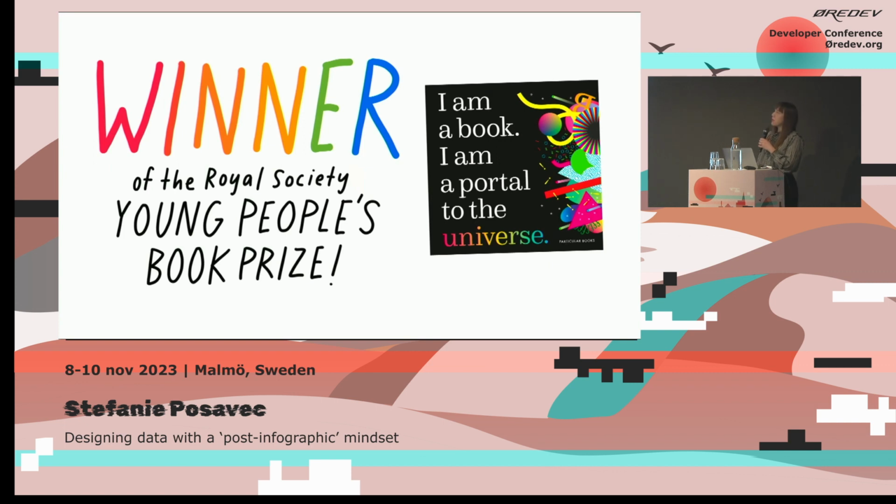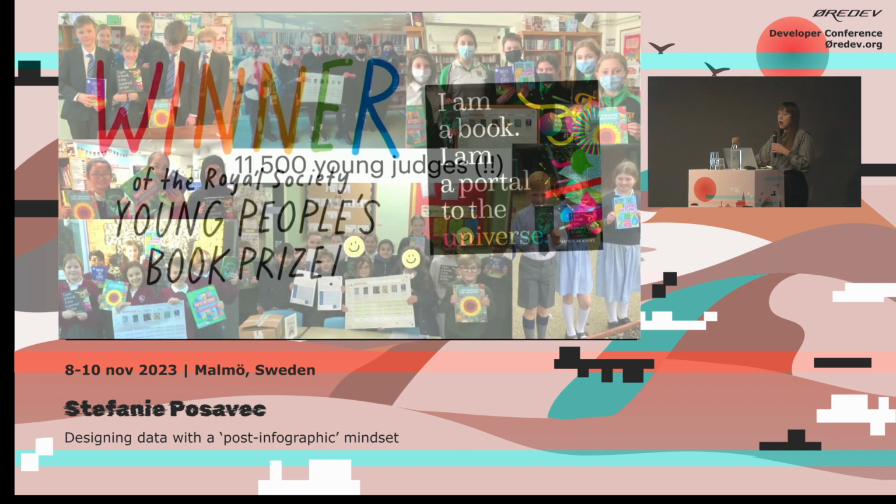It's a prize that supports the writing of excellent, accessible STEM books for under 14s. And the UK Royal Society is the longest running scientific institution in the world. Isaac Newton was once its president, so this means a lot to us.